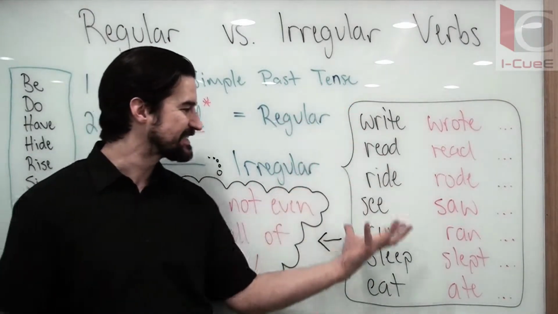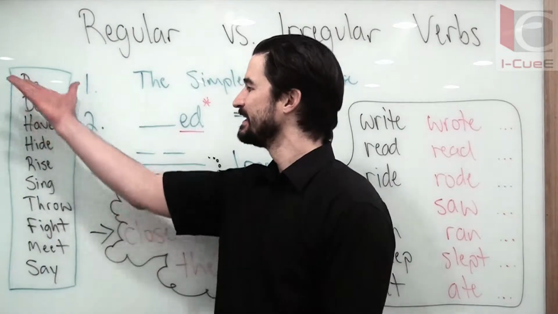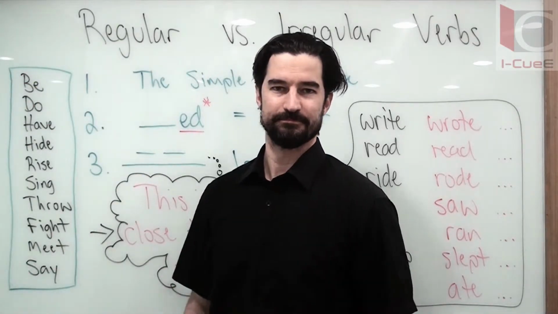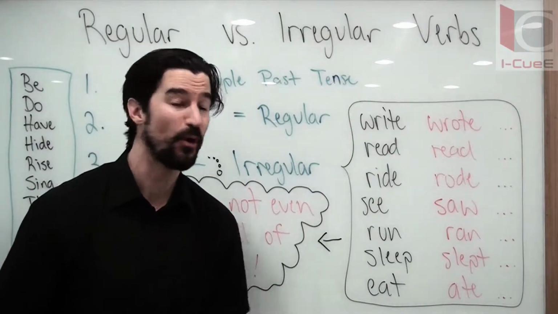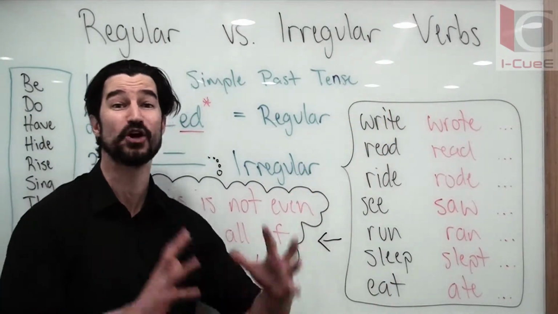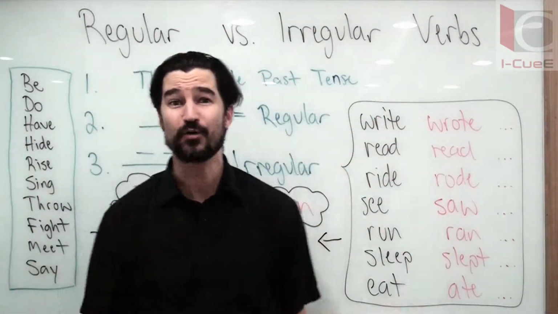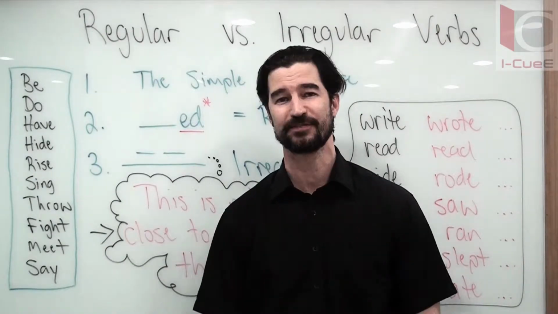And as you can see, there are a lot of them. And even worse, the words on the board, the verbs in black, don't even make up close to all of the irregular verbs in English.